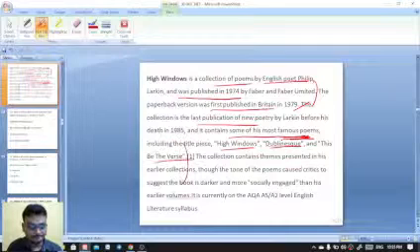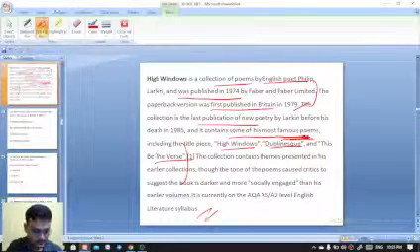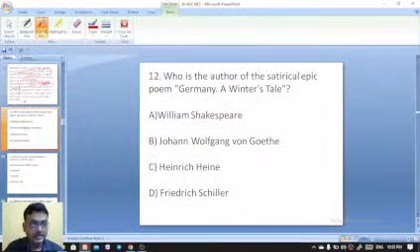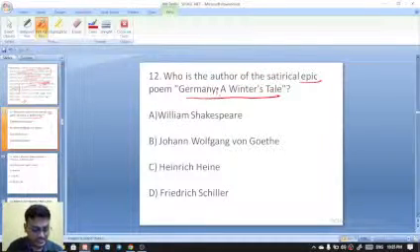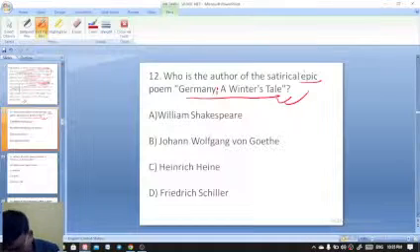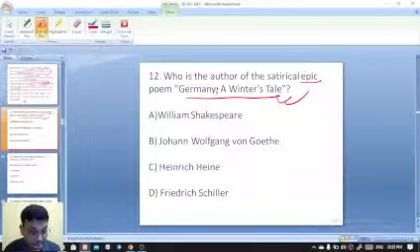Okay. Who is the author of the satirical epic poem called Germany, a Winter's Tale? Germany, a Winter's Tale. High Windows and Whitsun Weddings, these are two poetry collections.